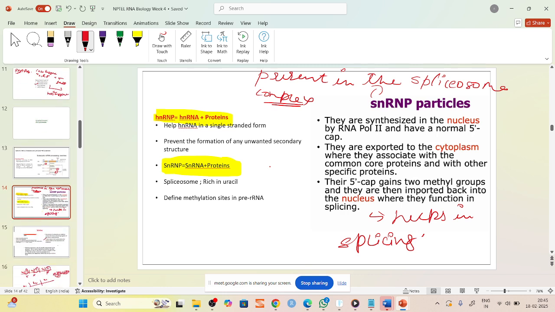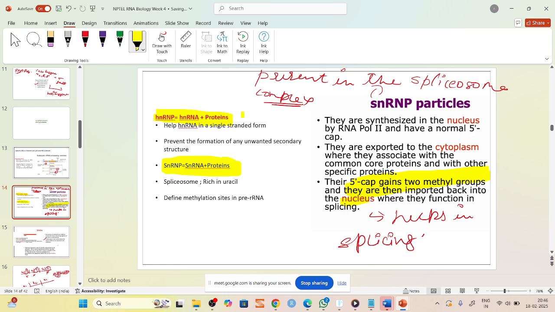Before going into splicing, we talked about hnRNP and snRNP. Why did we talk about them? Because they are both involved in the splicing process. snRNPs are in fact a component of the spliceosome machinery, and we talked about how these snRNPs are generated. snRNP is required for splicing. It helps in the splicing process. But how is this snRNP generated? It is modified, it has a 5 prime cap, and it goes to the cytosol. In the cytosol, its 5 prime cap gains 2 methyl groups. After gaining the 2 methyl groups, it is imported back to the nucleus, where it functions in splicing.